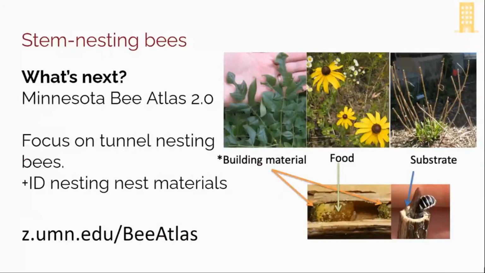What's next for this portion of the project? We just got funding for a second phase for the tunnel nesting bees, stem nesting bees. We're going to try to put blocks out all over the state again with similar phenology data and volunteer commitment, but we're also going to try to make it so we can open the blocks and look at the materials the bees are nesting with and identify that using DNA analysis and mass spec for the resin material. It's going to build off the original website for now.